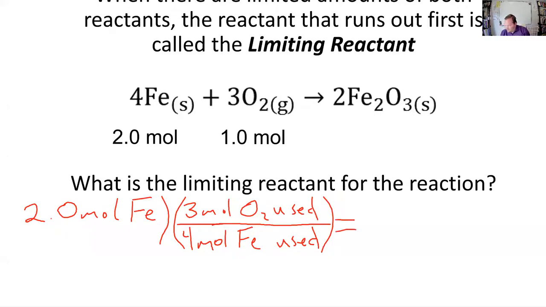So when we do that, we have to be in moles for this to work, but if we do that, we can say, okay, 2 divided by 4 times 3 and get 1.5 moles of oxygen used. So now we just need to think about this in a logical way. If using up all of our iron requires 1.5 moles of oxygen, we don't actually have that, right? We only have 1 mole of oxygen. So using up all of our iron requires more oxygen than we have. So if that's the case, that means that the oxygen must be running out first.